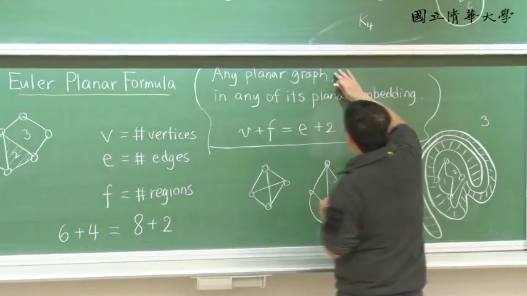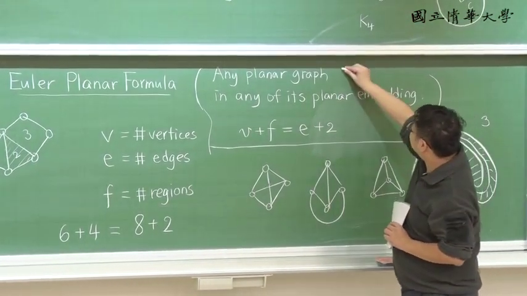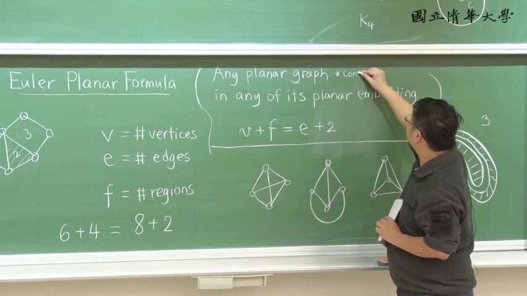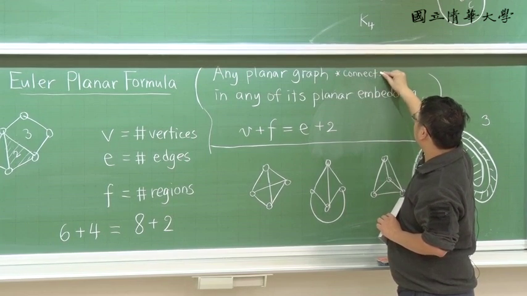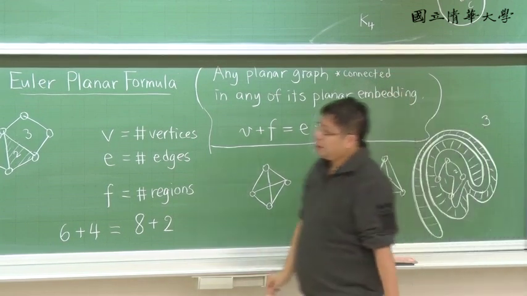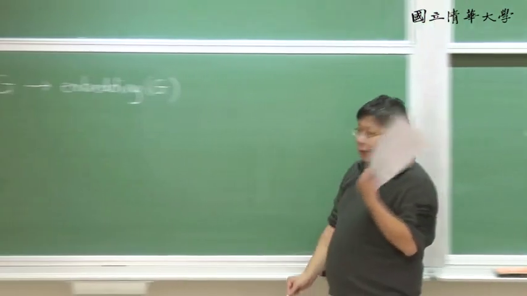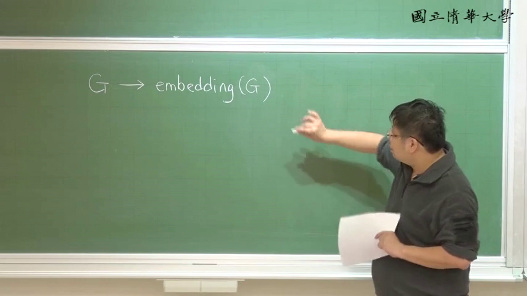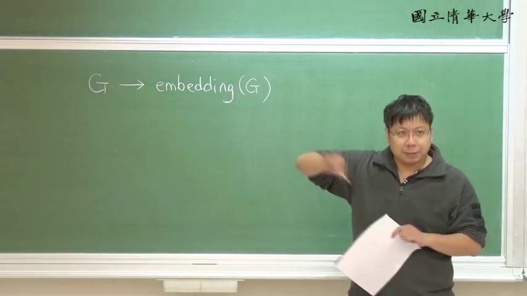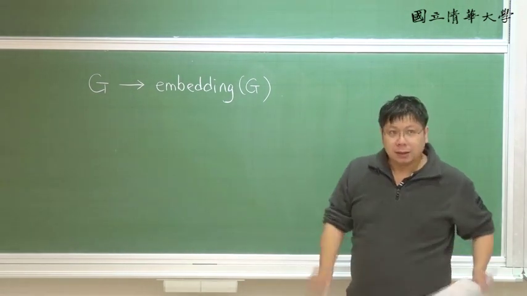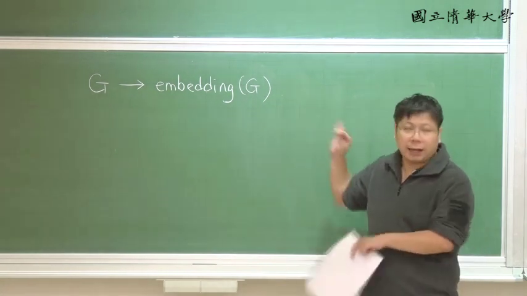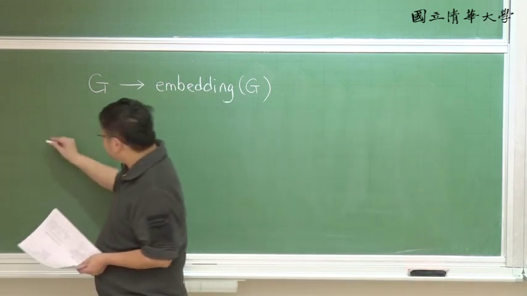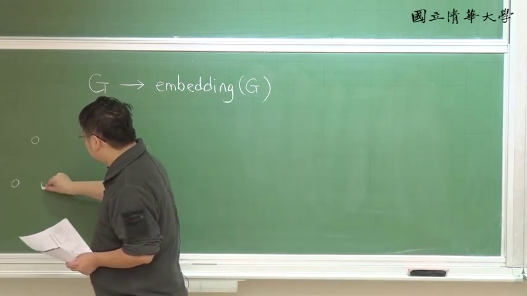This is not just any planar graph. I need it to be connected. So the graph needs to be connected. So we have a graph G. We start with the embedding of G, and then we start realizing this embedding by adding the edges one by one, or adding the vertices one by one. So every time we will make the graph connected. Okay, so let's give an example. For instance, this is a graph that we have.